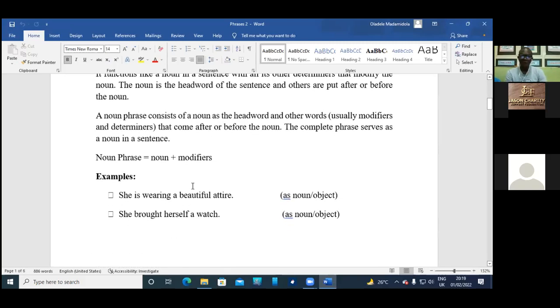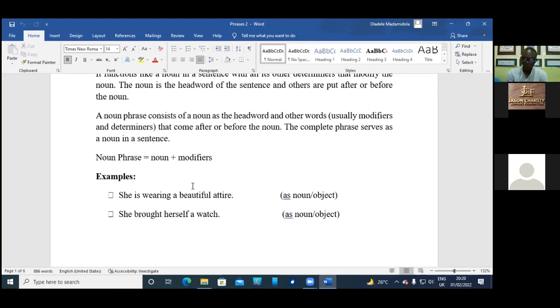So a noun phrase consists of a noun as the head word and other words, usually modifiers and determiners. When we say modifiers, these are words that we put before a noun to make it a phrase. For instance, if you have boy as a noun, and then you add "the" to boy, in that sense, "the" is a modifier. And that's what makes that expression a phrase.